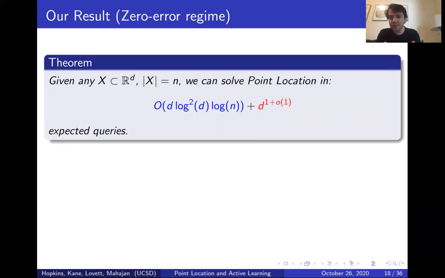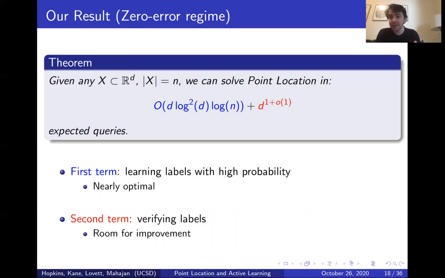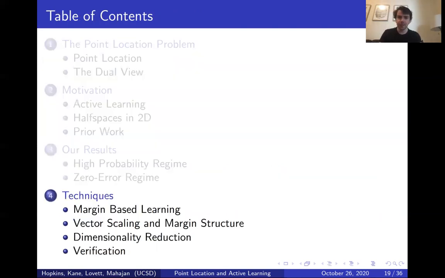Okay, so how do we turn this into the 0 error regime? Let's say we have the same setup, n points in d dimensions. The idea is that we'll first solve the problem probabilistically, and this will get us this first term, d log squared d log n. And then we will take time to verify that our probabilistic solution was correct. Verifying takes about d to the 1 plus little o of 1. So our first term here is pretty much optimal, up to a log squared d factor. The second term has some room for improvement, as does the verification method, which we'll talk about later, which is very complicated.